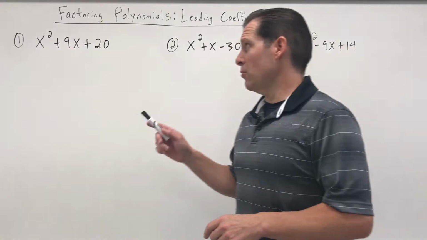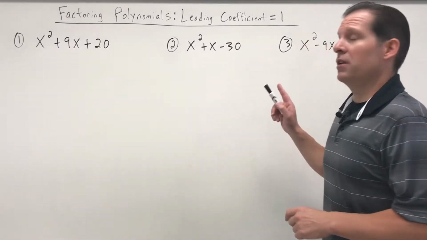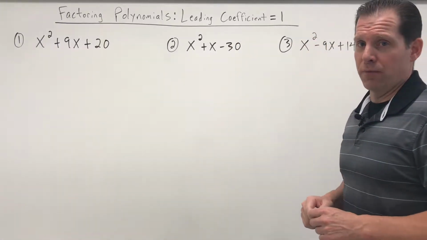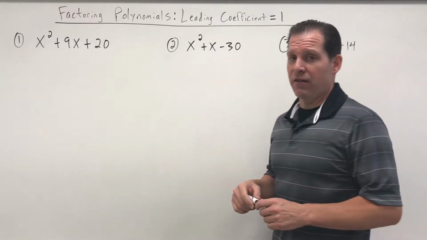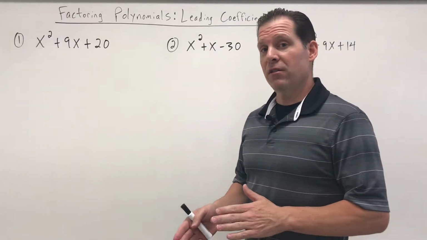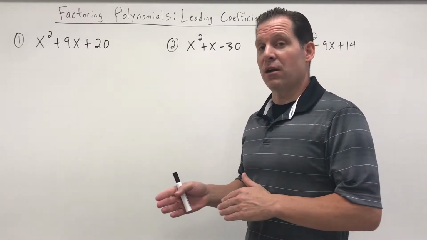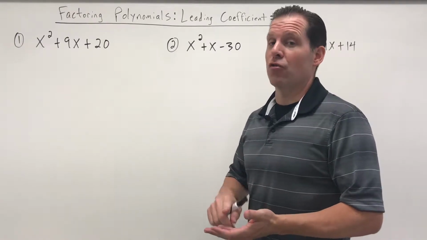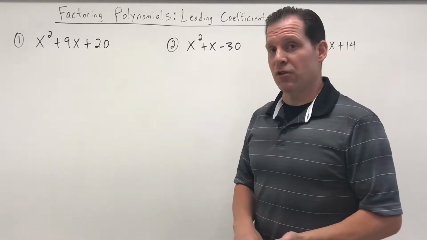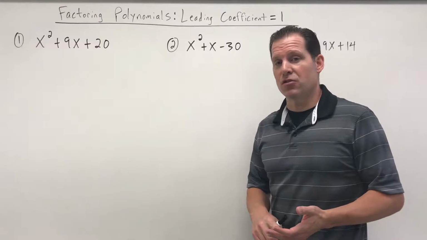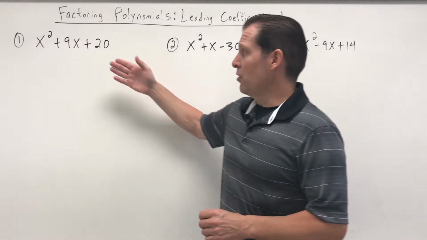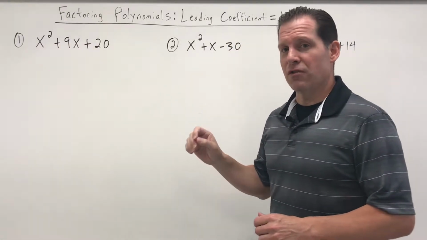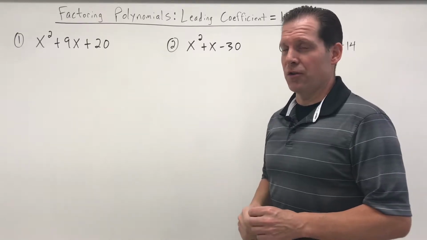In this lesson, we're going to work on factoring polynomials with a leading coefficient equal to 1. In a previous lesson, I did factoring polynomials with just a common factor. And in other lessons, I will do a leading coefficient greater than 1. We'll do sum and difference of cubes, we'll do difference of squares, and so on. So starting off, we're going to work with just the leading coefficient equal to 1. I think it's a little bit easier to do.